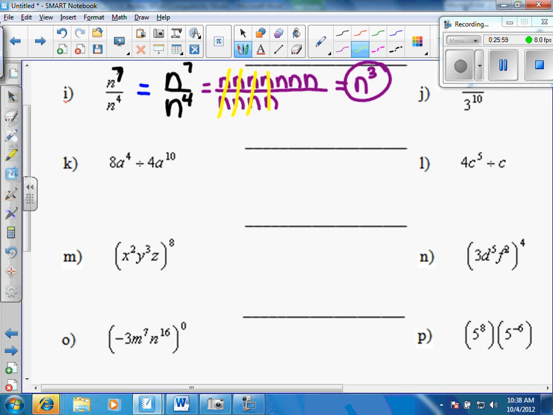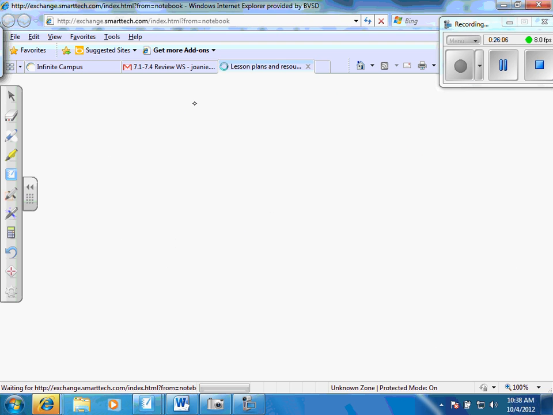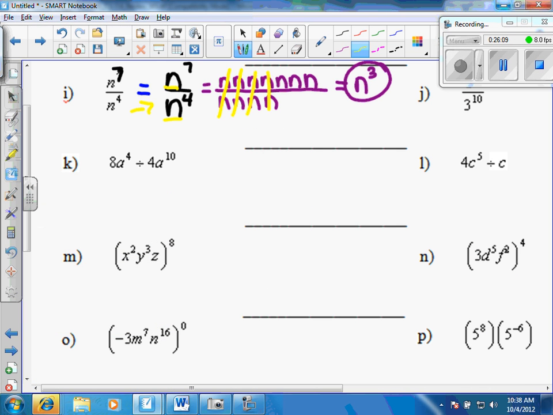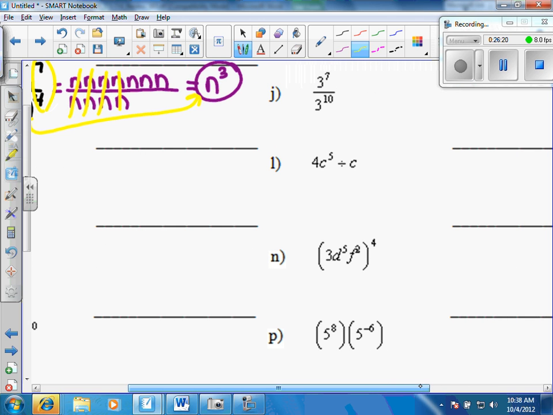Going back here to the original problem, if you understand that the bases are the same, you could just subtract the exponents here and jump right from here to the final answer. Let's look at J. Same idea. I know now there's more 3's in the denominator, so there'll be 3's left over in the denominator, and the difference between 10 and 7 is 3, so I'm going to have 1 over 3 to the 3rd power. And I can simplify that, so I'm going to write that as 1 over 27. That's my final answer.